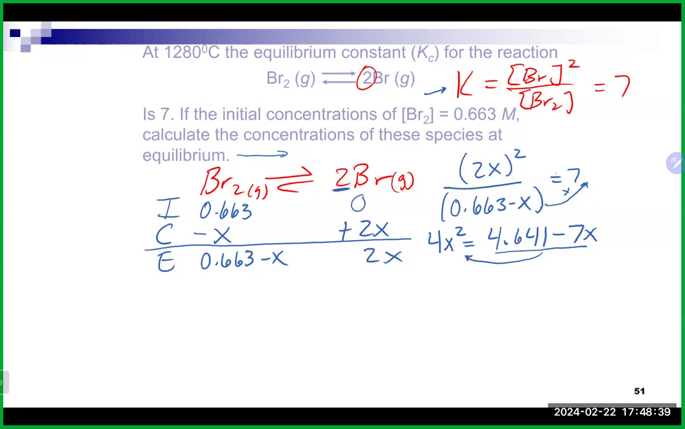And that's going to give me an equation that looks something like 4x squared plus 7x minus 4.641 is equal to 0. Questions on that there?